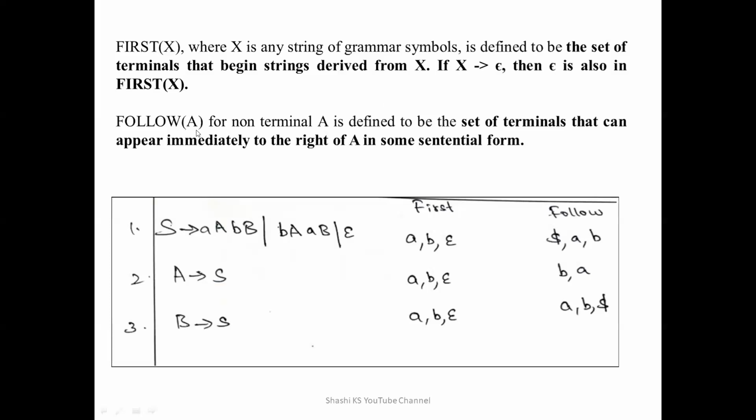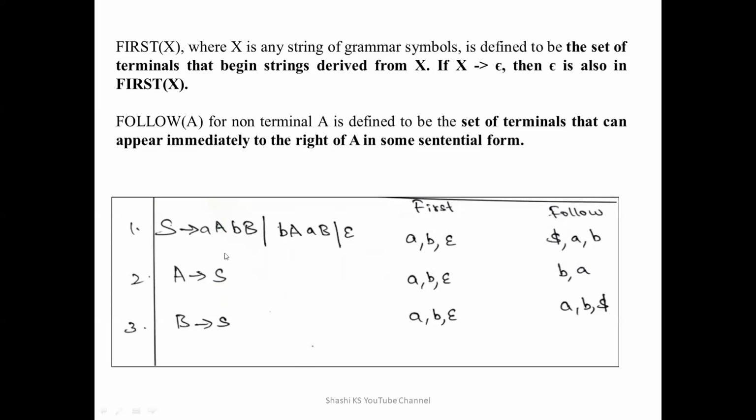Similarly, follow of A: if you want to find the follow of some non-terminal A, follow is nothing but a set of terminals which can appear immediately to the right of A. You see the RHS of the production, and when you see the RHS, the terminals which can appear to the right of that non-terminal A in some sentential form will be the follow for the non-terminal A. So as per the question given, these are the productions of the grammar.